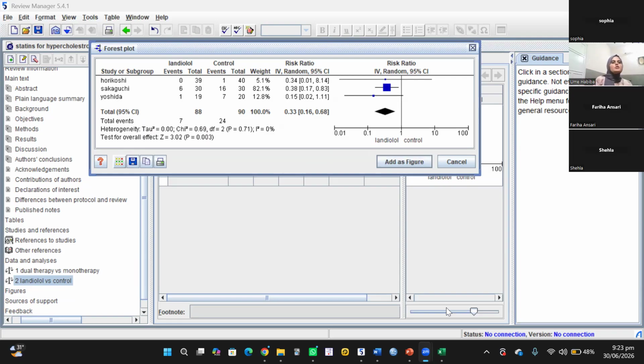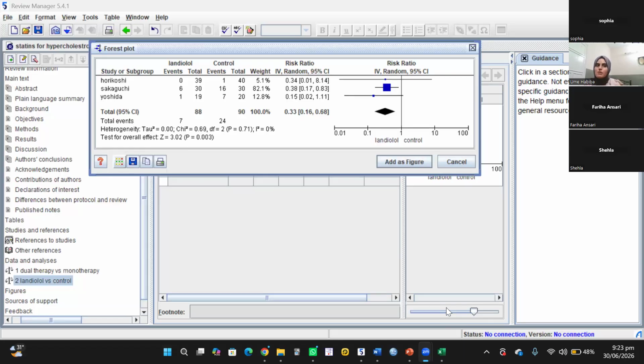Can someone volunteer to open their mic? Or maybe just tell in the chat. Come on, guys. I need to know if you guys understood it. Yes, that's correct. Landiolol is preferable because the diamond is on the landiolol side. Okay. Now tell me the significance of results with respect to p-value. What's the p-value? It's 0.03. Yes, p-value also suggests that my result is significant.